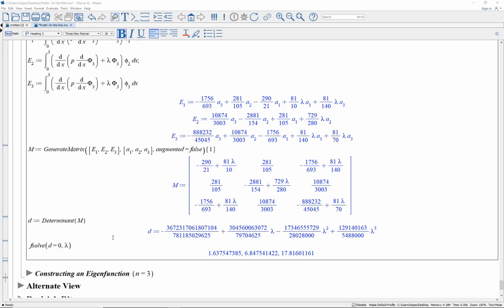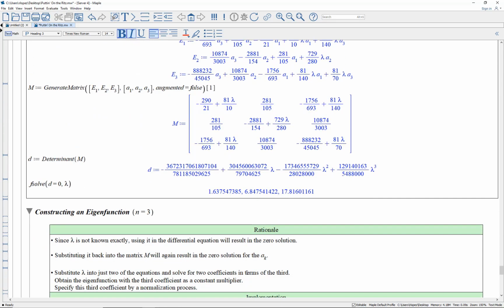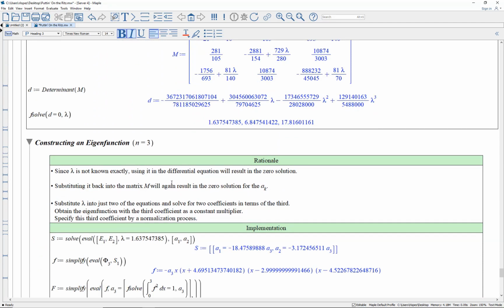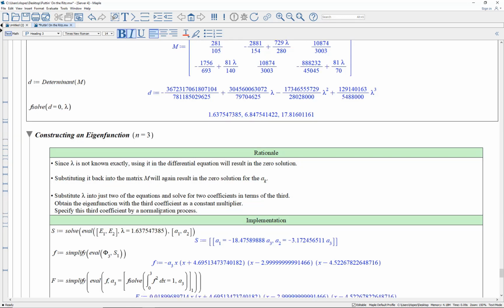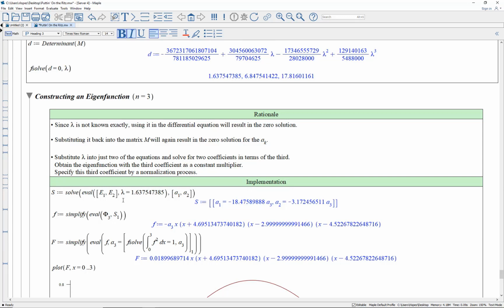I want to construct an eigenfunction so we can compare it to the eigenfunction that we got earlier. When we took 3 terms in our Ritz approximation, we got a much better approximation to the first eigenvalue. So let's construct a corresponding eigenfunction. Now, lambda is not known exactly. You can't put that back into the differential equation and expect to get the eigenfunction. If you put it into the matrix M, you will not get a non-zero solution because the lambda is not exactly the right number. So this technique seems to work. Put that lambda into two of the three equations. Solve for two constants in terms of the third. And that's what I did here. Put that into phi 3.